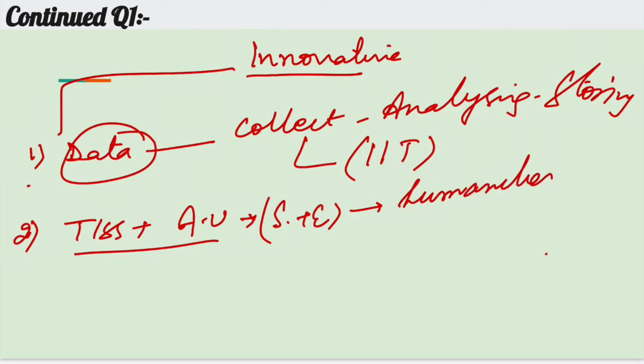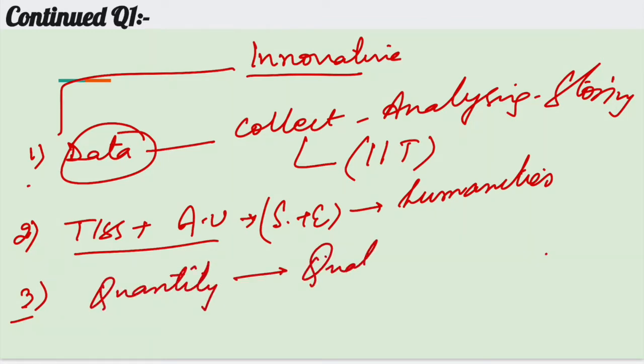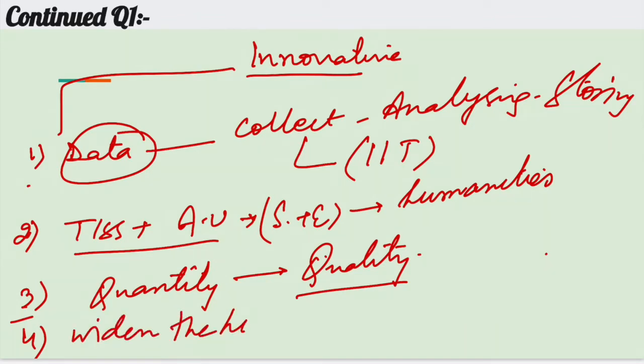as they are the students who have done research in humanities. Okay. Third suggestion which we can give is that the ranking is entirely based on quantity. So we need to focus on ranking based on quality. Okay. And the last point I can talk about is that we need to widen the horizon of the parameters.